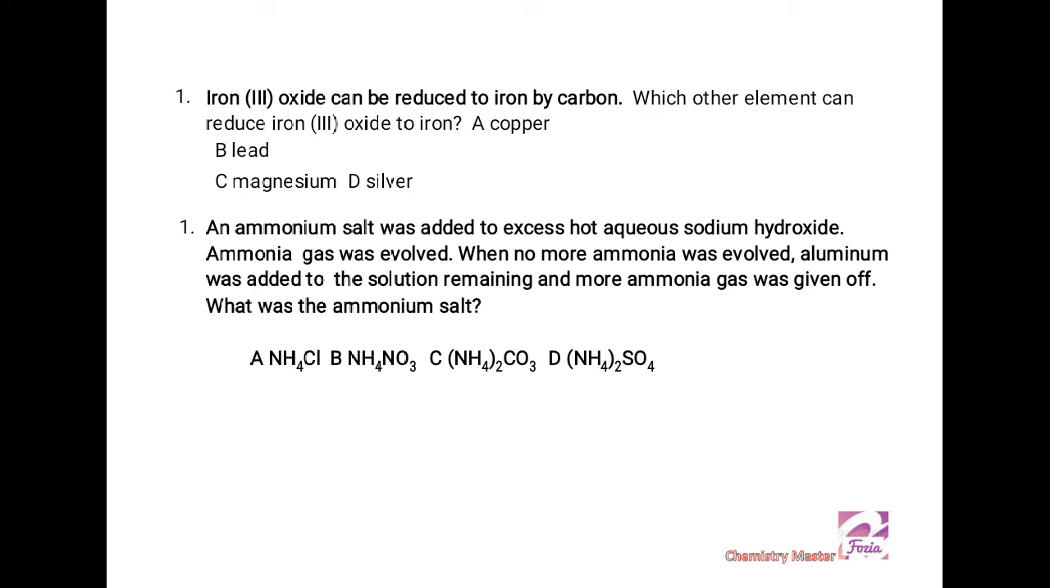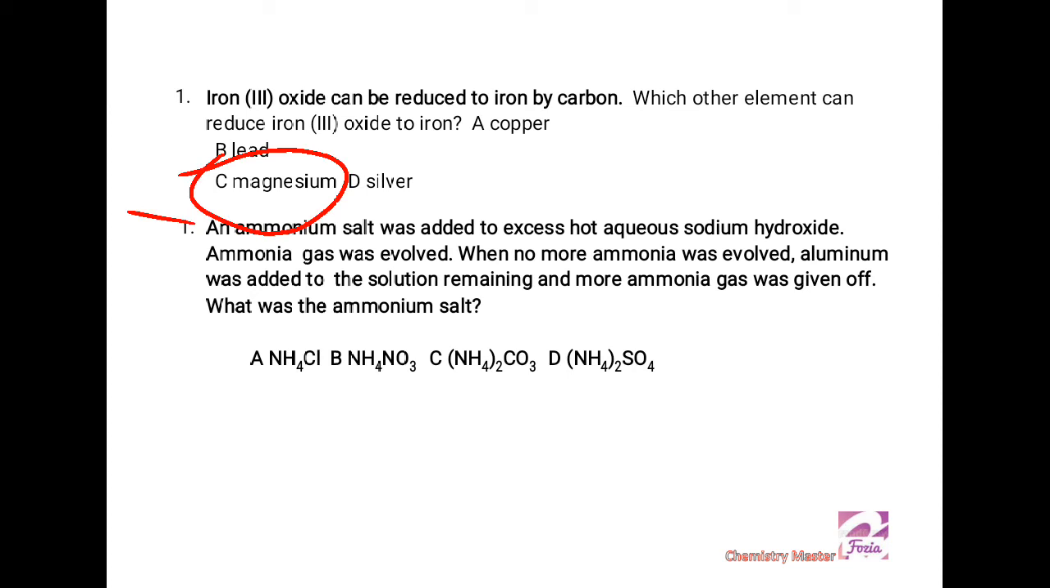When you see the reactivity series, the positions of copper, lead and silver are below iron. Only magnesium is the metal which is above iron. So only the upper lying metals can replace the low lying metals. So the answer is in the reactivity series.